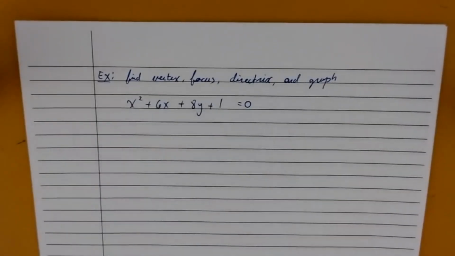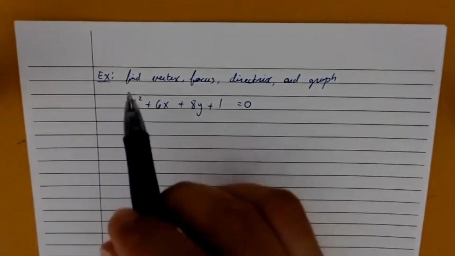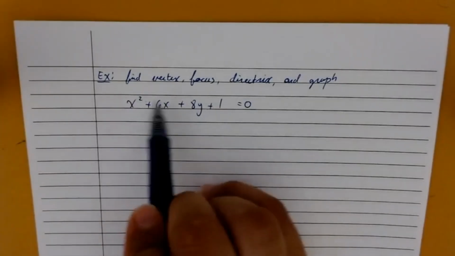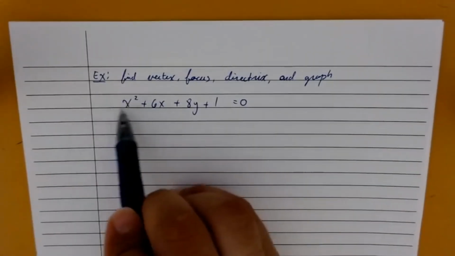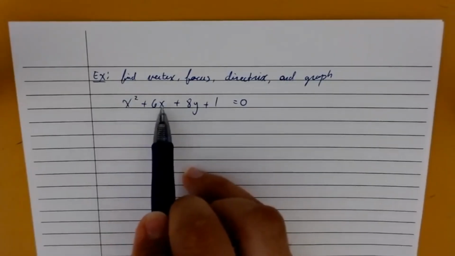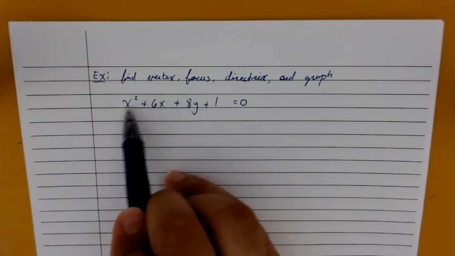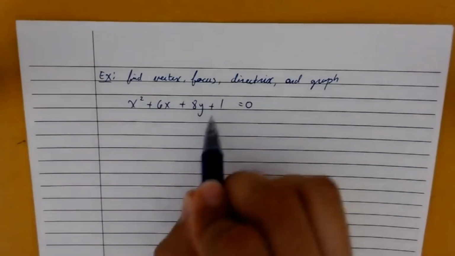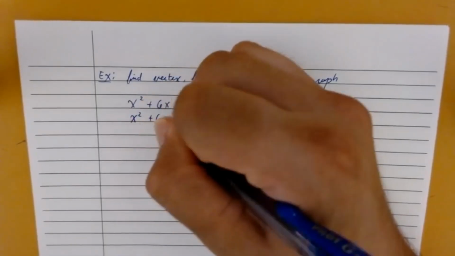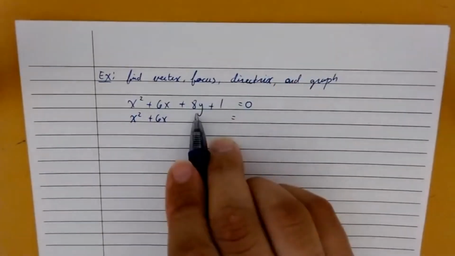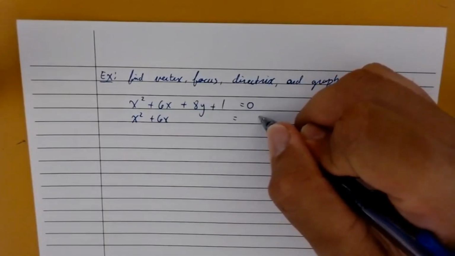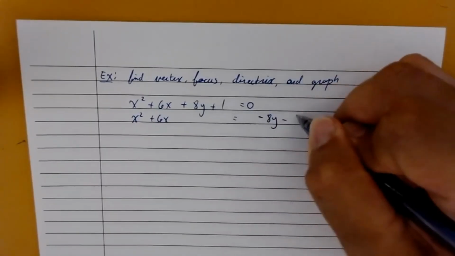To complete our squares, let's begin by having whatever has a square on it and any other term that has that same variable on one side, everything else to the other. So here, x has a square on it, so we're going to keep this on the left. 6x doesn't have a square on it, but it shares the variable that x squared has. So we're going to leave those two there. Everything else moves over the other way. So we're going to write this as x squared plus 6x equals, moving this over to the other side, negative 8y minus 1.